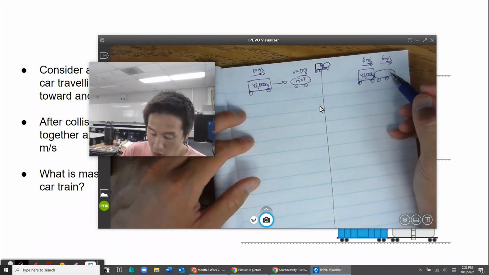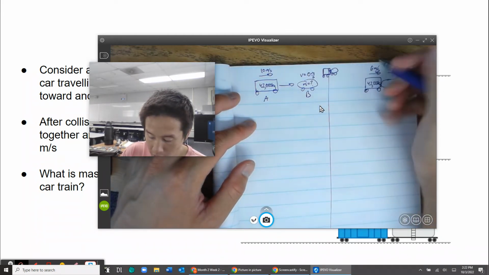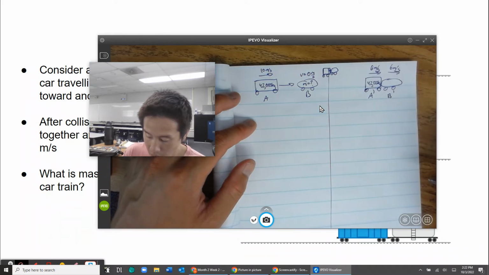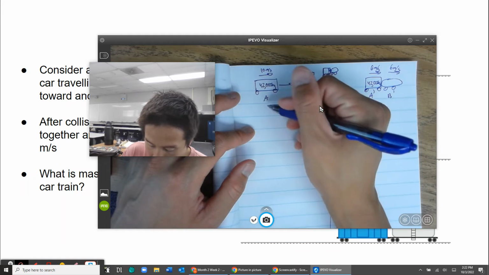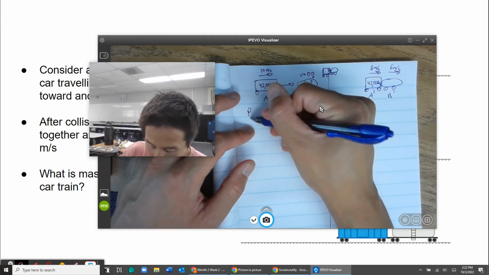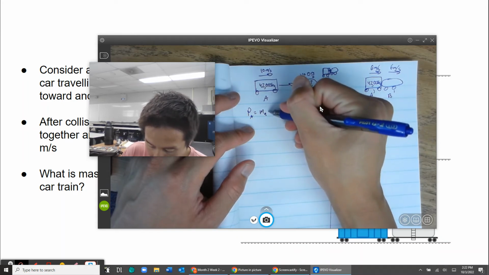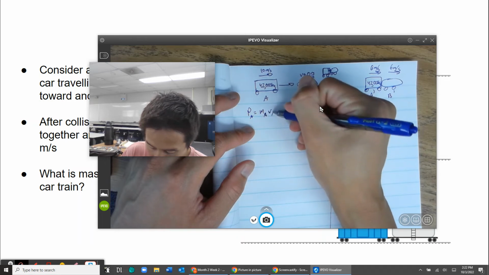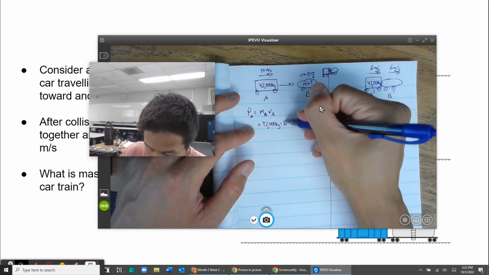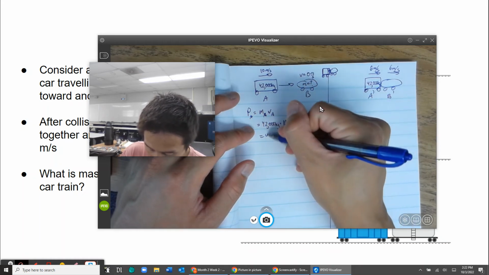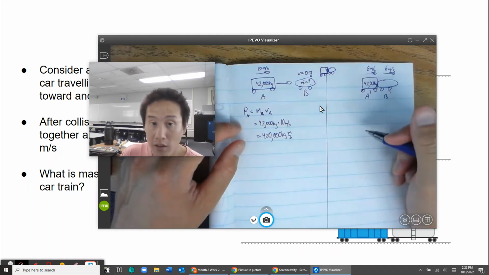Okay. So let's break down what I got. Let's take inventory of what I have. Let's call this A and B, and let's call this A after and B after, okay? So I want to calculate the momentum of A. The momentum of A is equal to mass of A times velocity A. And that would be 42,000 kilograms times 10 meters per second, which will be, holy crap, 420,000 kilograms meters per second. Okay, so that's what I should have.